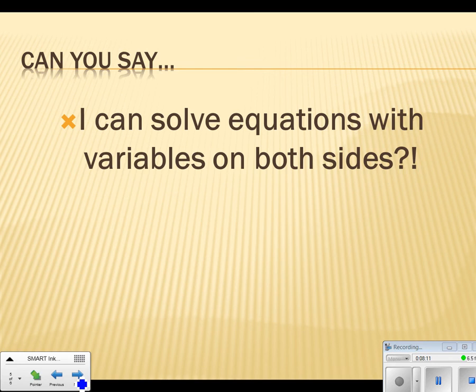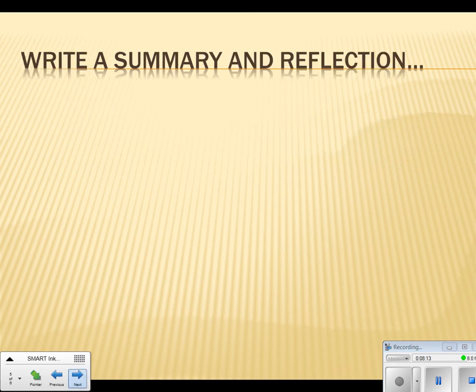Can you say, I can solve equations with variables on both sides? Write a summary and reflection and be prepared with any questions for in class.